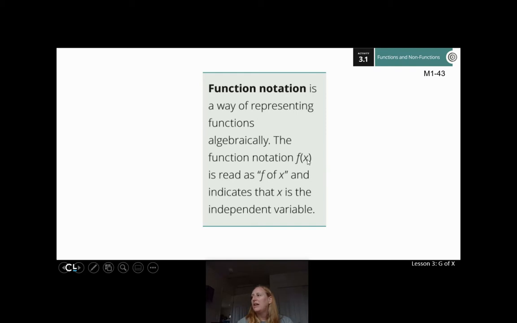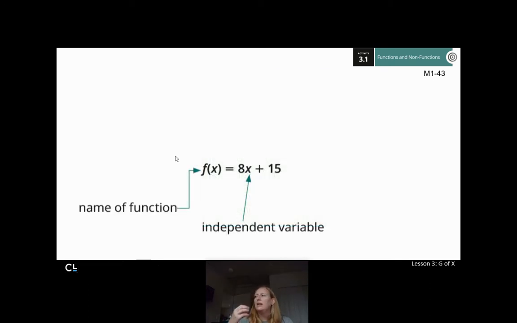So this is why function notation is kind of cool. This little f of x guy, I mean, we usually use f for function. And x tells me, hey, that's my independent variable. And so the way we could rewrite that equation that we just did, y equals 8x plus 15, is we can rewrite it as f of x equals 8x plus 15, where x is my independent variable, so that's where it goes right in there.